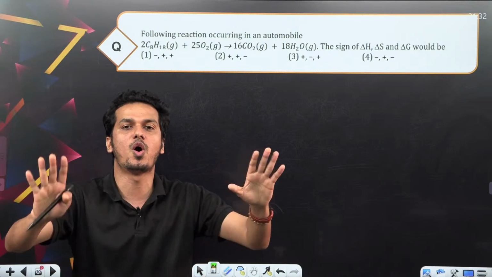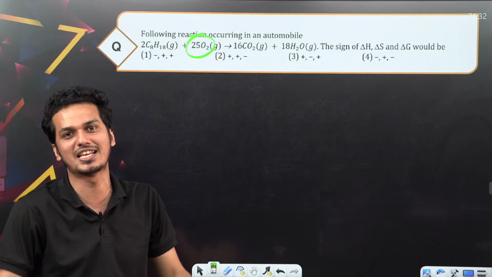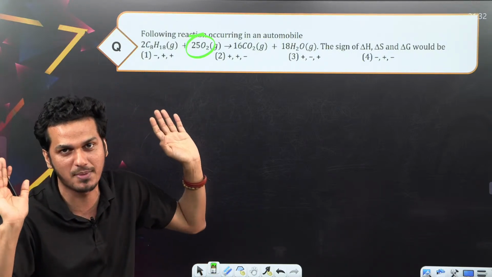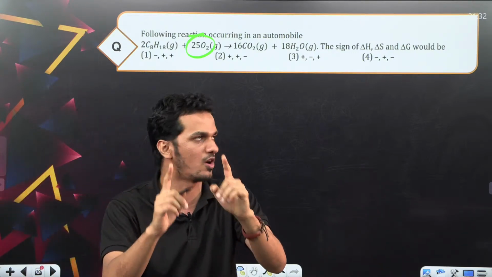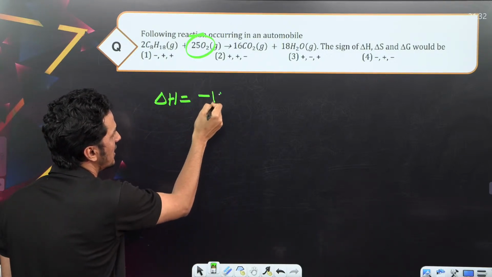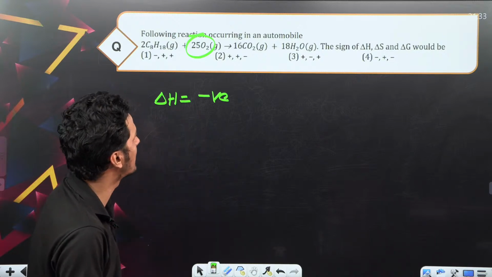Here oxygen is there, so this is a combustion reaction. All combustion reactions are exothermic except nitrogen's combustion, okay, don't forget. So what is delta H? Exothermic means negative. Delta H is negative.